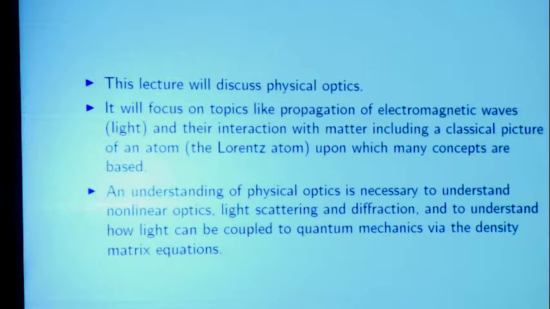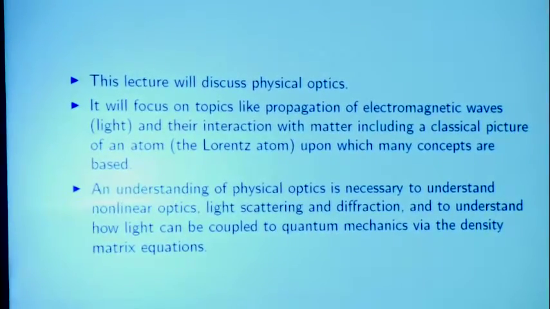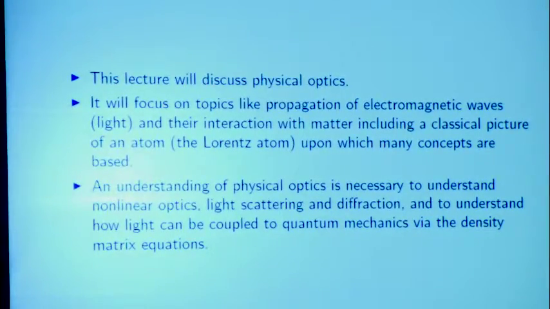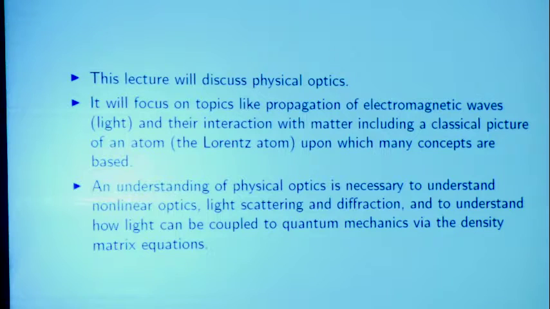We have to understand physical optics if we want to understand nonlinear optics, or scattering, or diffraction, or also how we can couple light to quantum mechanics via the density matrix equations. If you want to talk about how light actually interacts with a quantum dipole in time, you have to use these things called the density matrix equations, and the semi-classical way to do it is to treat the light wave as a classical electromagnetic wave and the molecule as in quantum mechanics. And you get the same answer.